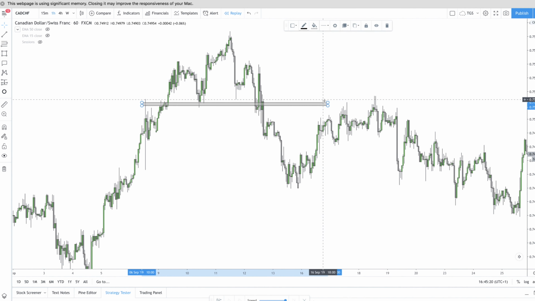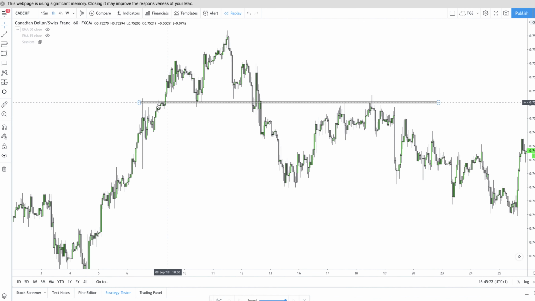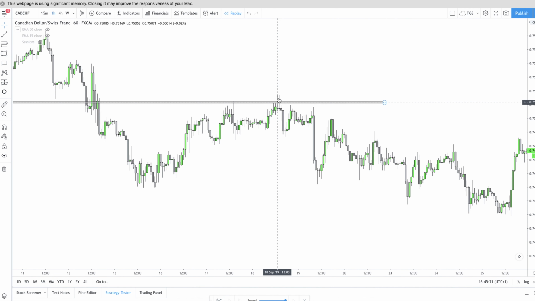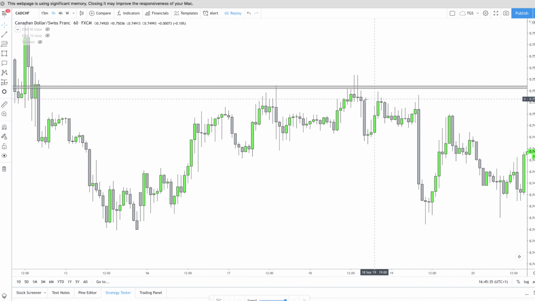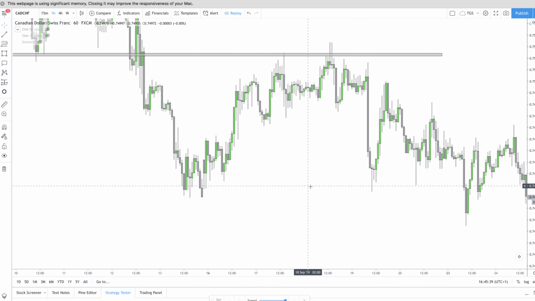Like this. 1, 2, didn't quite come down there. We broke out, we came back to test once, twice. Lovely tweezer tops there, by the way. 1, 2, that's the sort of tweezer tops that you want to see for rejection. 1, 2, drop, and then continued.